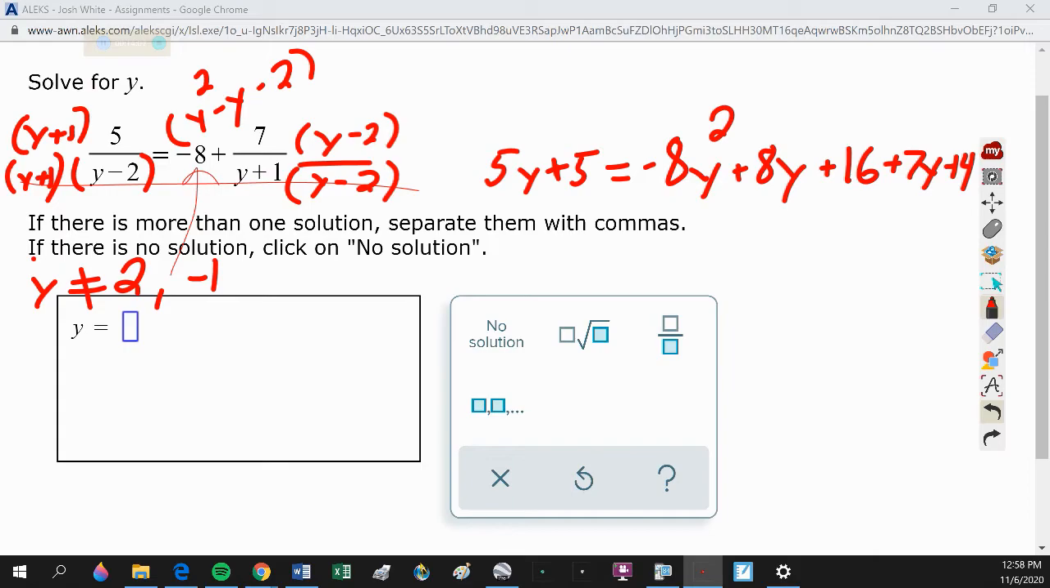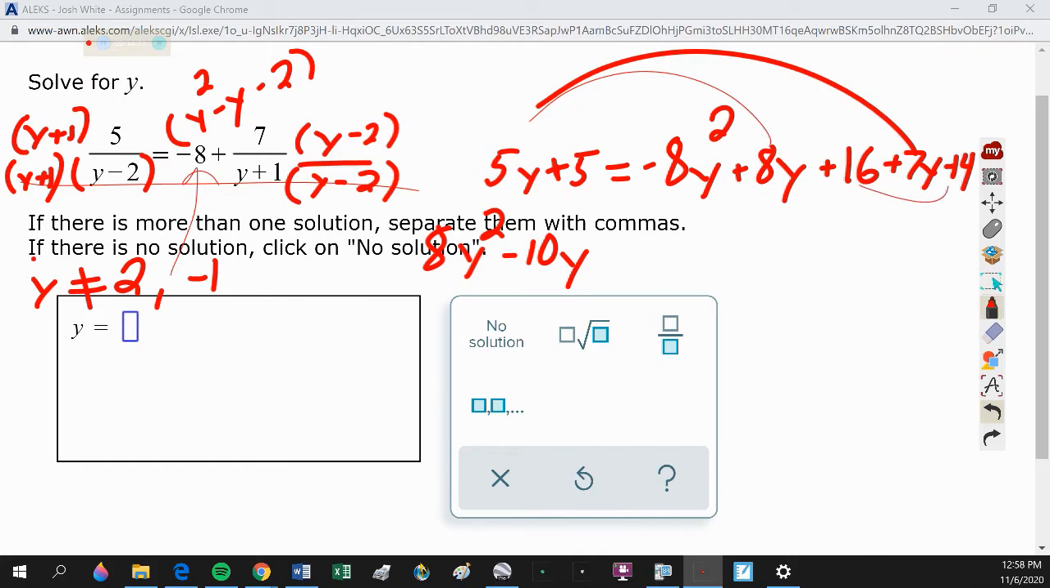Do we want to move to the left or the right? Left. I want my y squared to be positive. Technically it doesn't matter, but I think you'll make fewer mistakes if you do it this way. So, we need to bring over a negative 8 and a negative 7. So that's negative 15, 5 minus 15. And then we've got a 14 and a 16, which make 30. Oh, thank you. So that's a positive 2. We bring over a negative 2. Did I do it right?